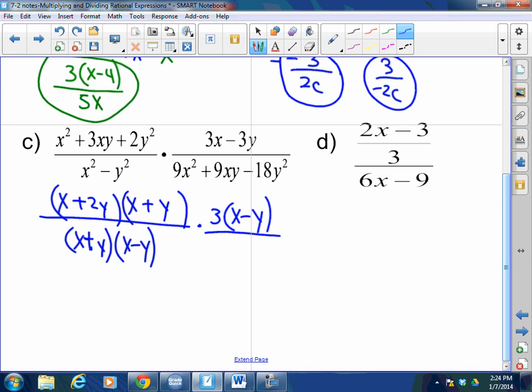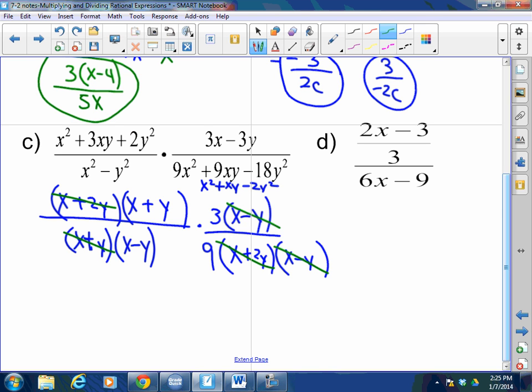Take out a 3. And then here, I'm going to take out a 9 first. Giving me an x squared plus xy minus 2y squared. Thank you. So this is going to be x plus 2y and x minus y. Correct? So cancel, cancel, cancel, cancel. So I'm left with 1 over 3 times x minus y.